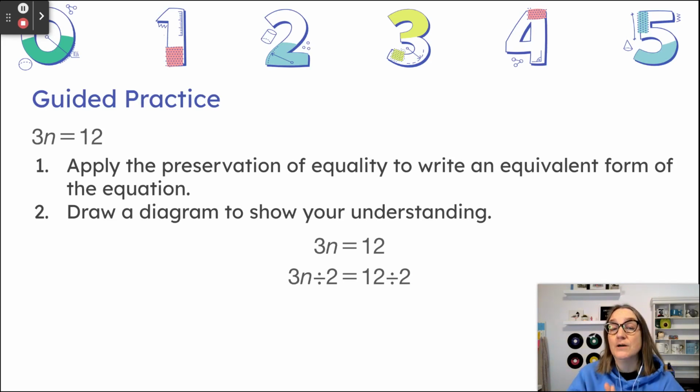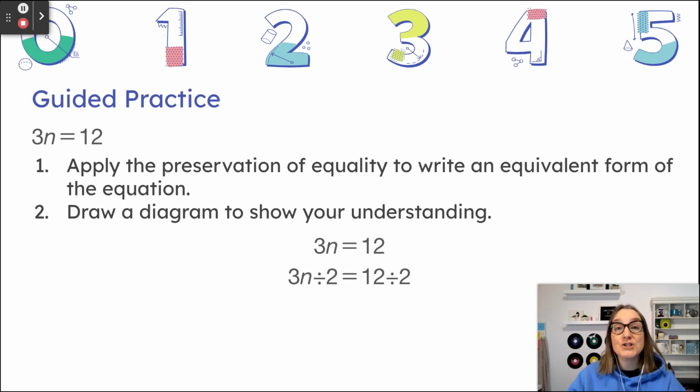All right, so if I start with 3n equals 12, and then I divide both sides by 2, I get 3n divided by 2 equals 12 divided by 2. What's my operation? Divide by 2. I did the same one to both sides, so I've created an equation that is an equivalent form of the original equation by applying the preservation of equality. In other words, I did the same exact operation to both sides, and I maintained or preserved that equality.